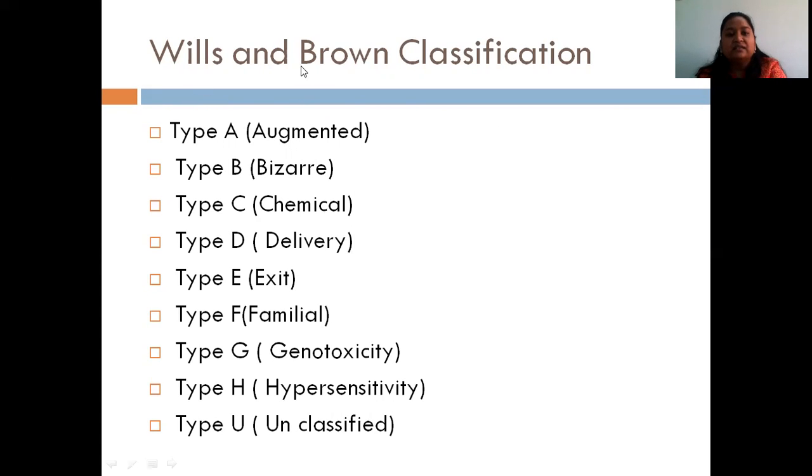The scientists Wills and Brown classified adverse drug reactions from A to U in different classes. That's why this classification is known as the Wills and Brown classification. Type A is the augmented. Type B is known as the bizarre. C stands for chemical. D is for delivery. E is for exit. F is familial or failure. G is genotoxicity. H stands for hypersensitivity. N is for unclassified adverse drug reactions, which cannot be placed in the above groups.